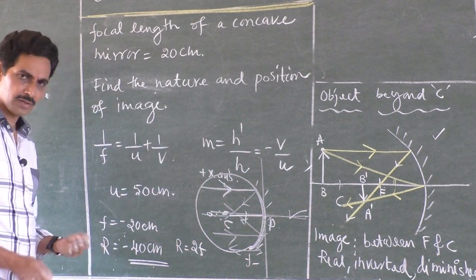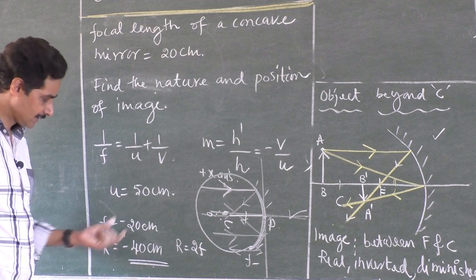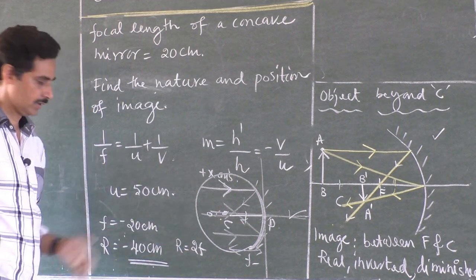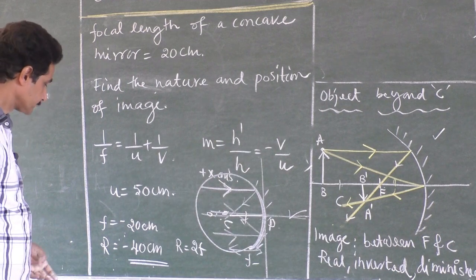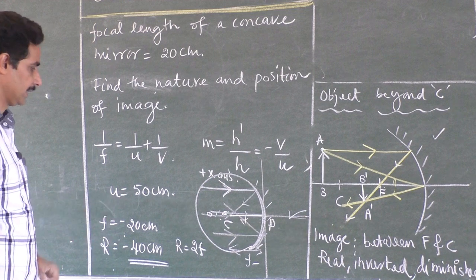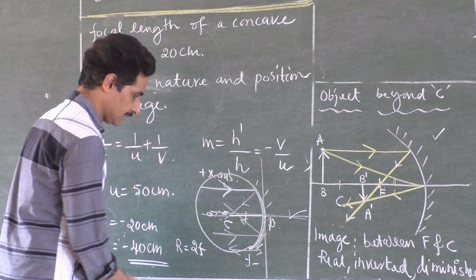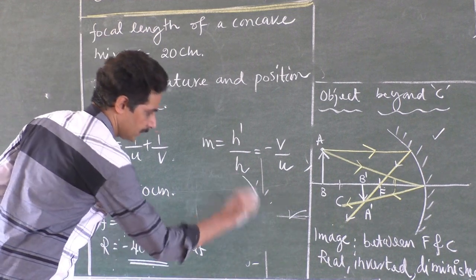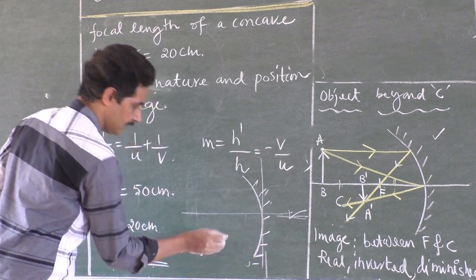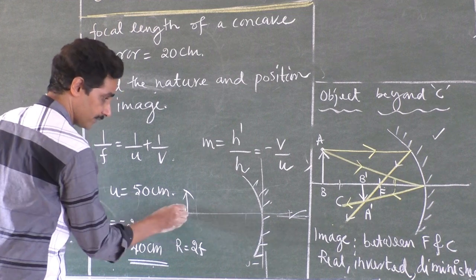So, let us do it with a lot of patience. Radius is negative, left side. Focal length is negative, left side. Now, we will keep an object at a distance of 50 centimeter. When you keep an object at a distance of 50 centimeter, you have to keep it like this. This is the coordinate system, this is the silvered face. And the object should be kept here, again left side.